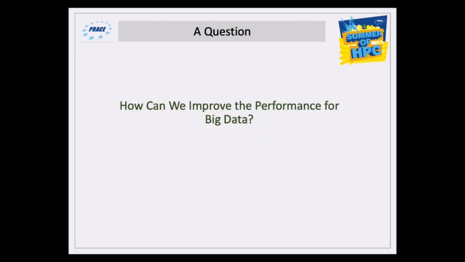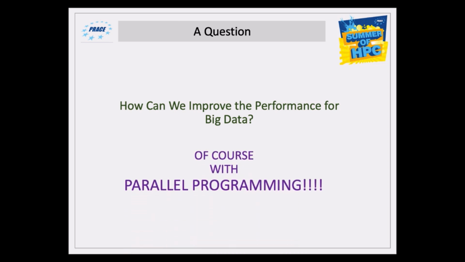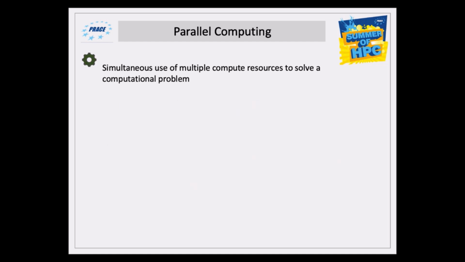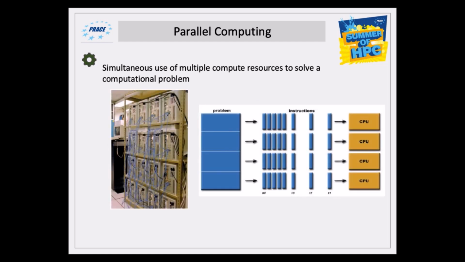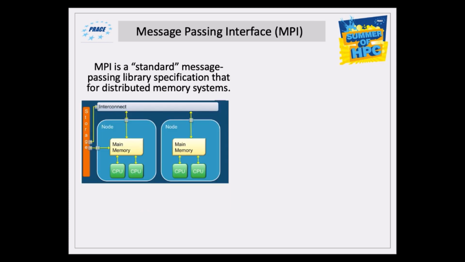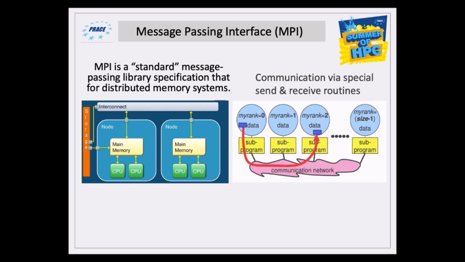So, how can we improve the performance for big data? Of course, by parallelizing the algorithm. In the simplest sense, parallel computing is the simultaneous use of multiple computing resources to solve a computational problem. MPI is one of the most popular tools to develop a parallel program. It is a standard message passing library for distributed memory systems. It allows creating separate processes on different computing units and establishing communication between each unit.